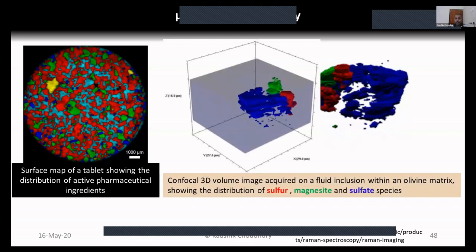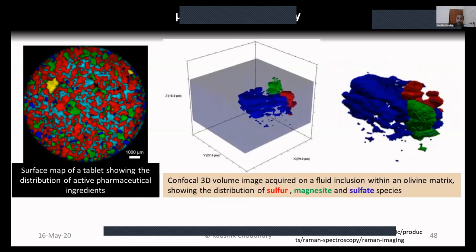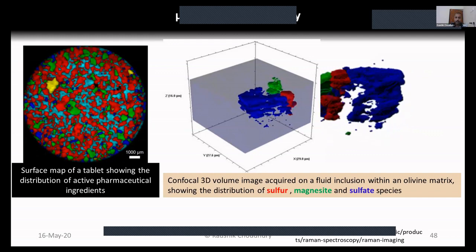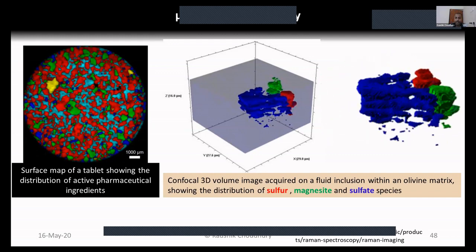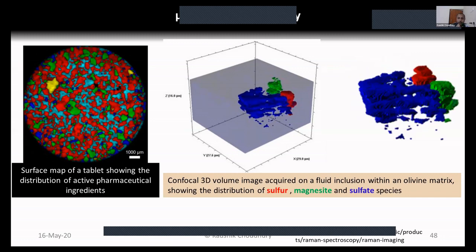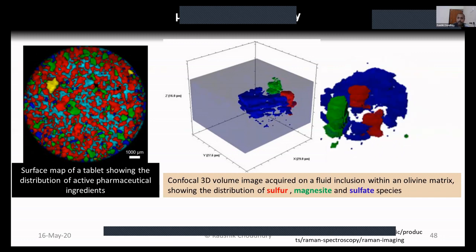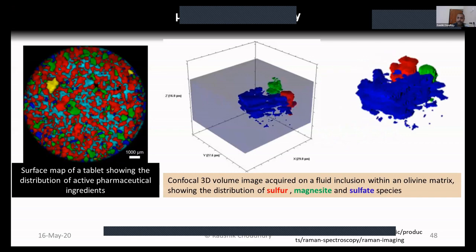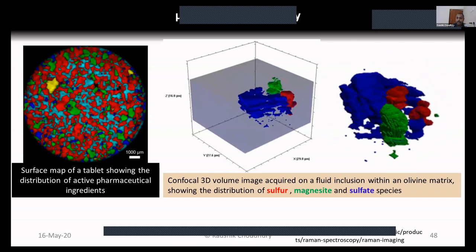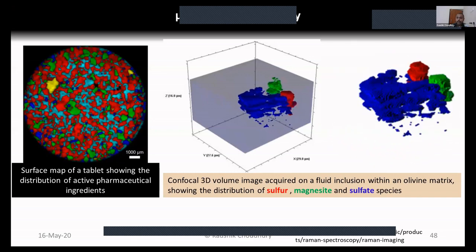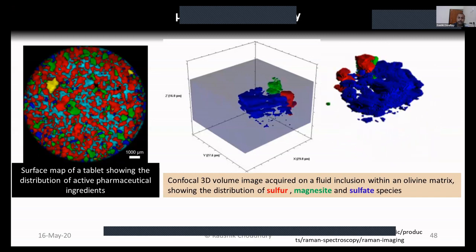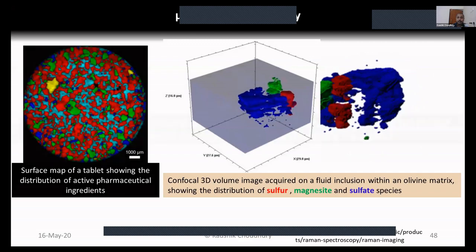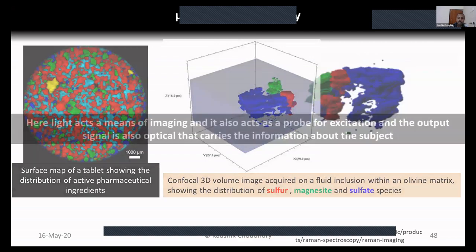A similar thing has been done for olivine, which is a mineral which consists of sulfur, magnesite, and sulfate, and we can see that within the particular olivine crystal, the different concentrations and how the materials are distributed can exactly be mapped using a confocal Raman microscope. Now, similarly, this same experiment can be used along with LIBS, which is again laser induced breakdown spectroscopy.